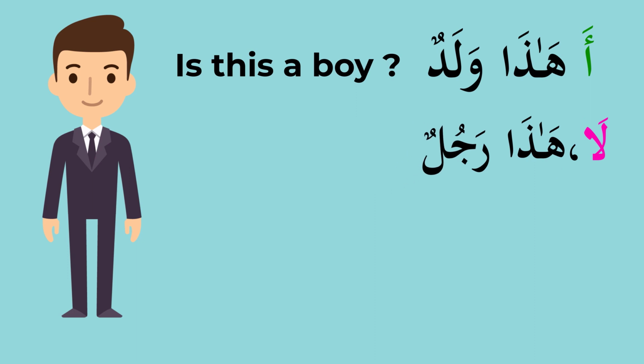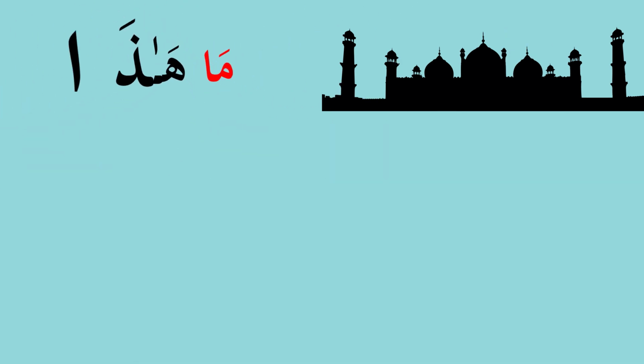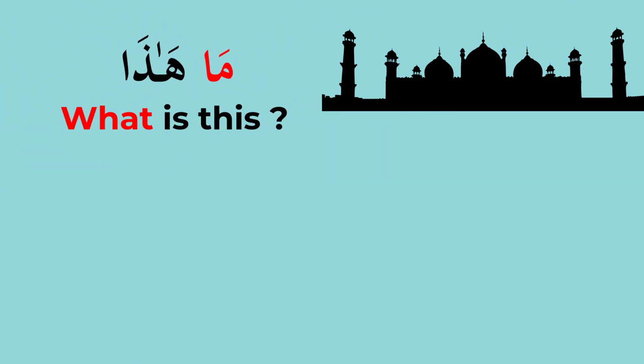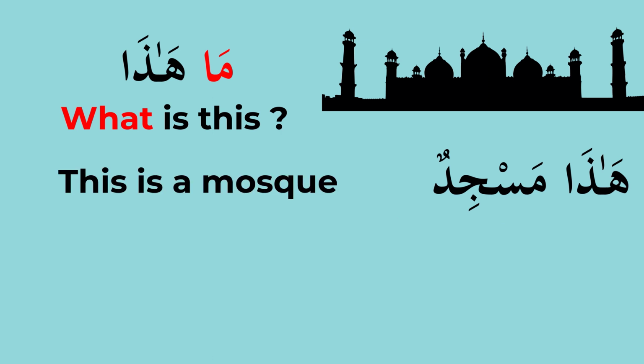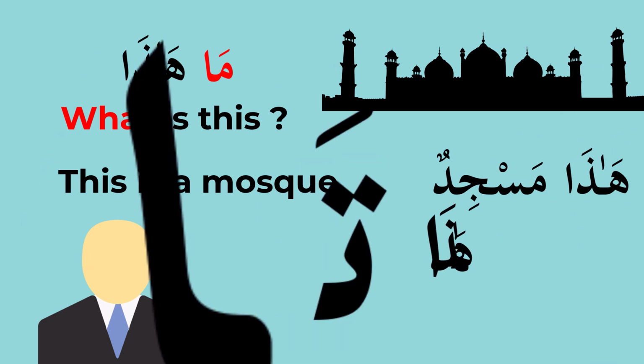Haza rajulun. So all these new vocabs are coming, and you got to memorize them. Rajulun, a man. Brothers and sisters, next one. Ma haza. Haza masjidun. Man haza. So it's a question for and pointing out to an akil person. Okay. Man haza. Haza tajirun.